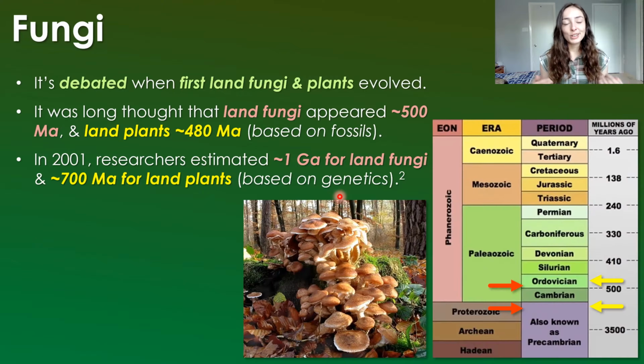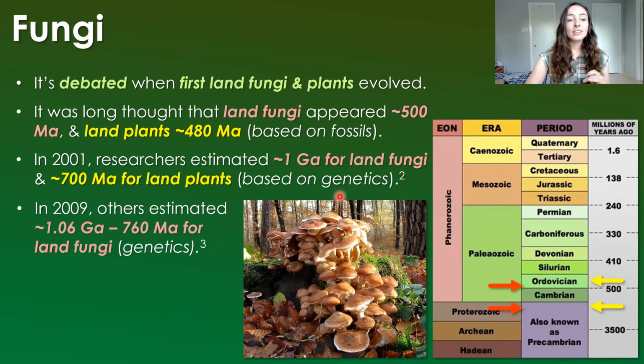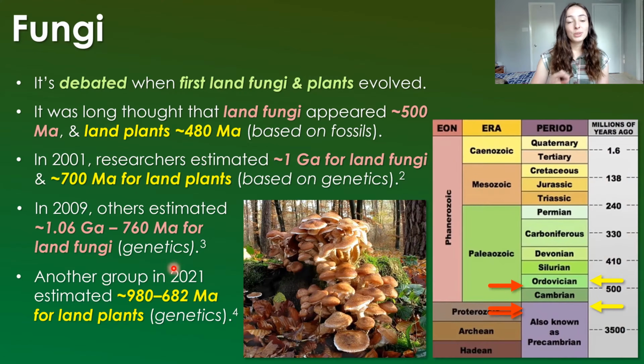But these estimates are quite off from each other. So which one do we go with? Well, later in 2009, another group of researchers estimated around 1 billion years ago to around 760 million years ago for land fungi. So quite a range for their estimate here. And another group in 2021 estimated a 980 to 682 million year range for land plants.